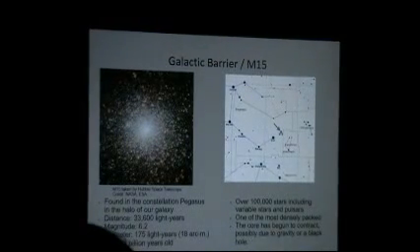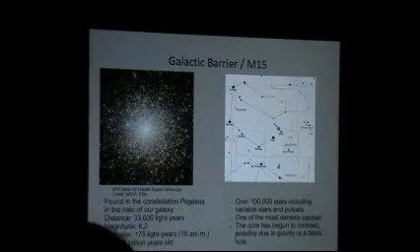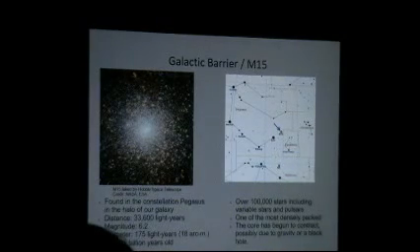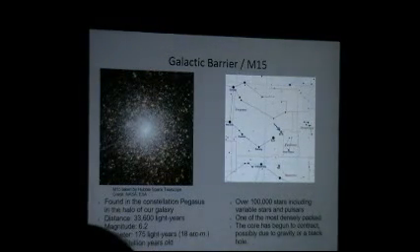So M15, I do like it. It's a really nice object. It's right here. It's in the constellation of Pegasus. It's about 33,600 light years away. And it's a really old globular cluster. So all the clusters are really old. This one's about 12 billion years old. It has about 100,000 stars, including variable stars and pulsars, and it's densely packed.